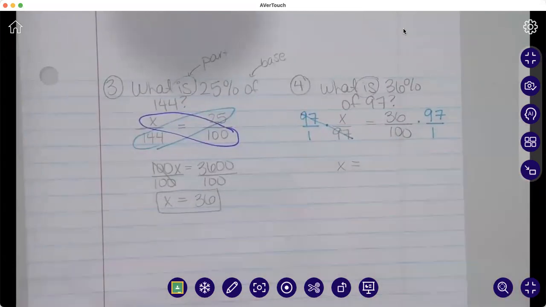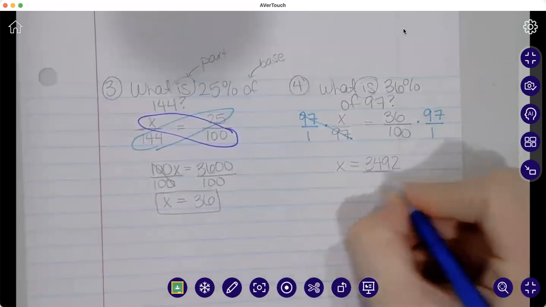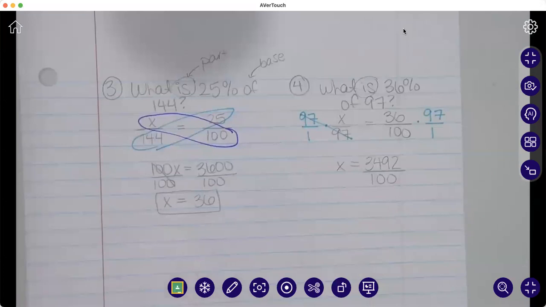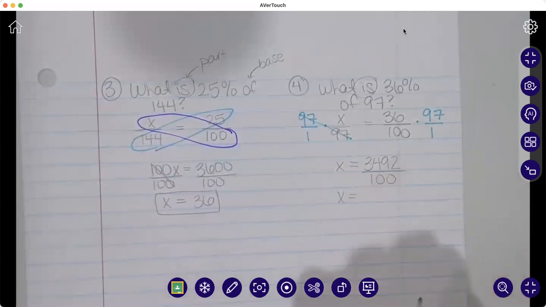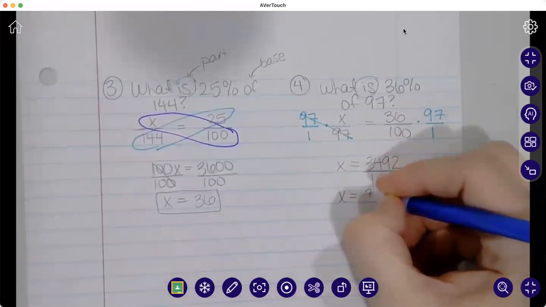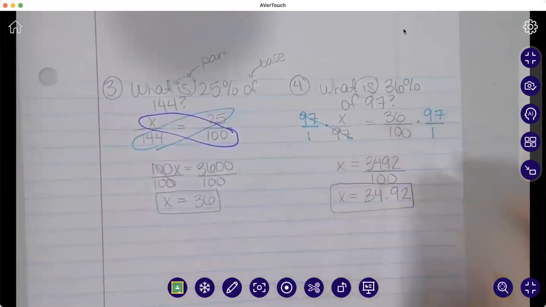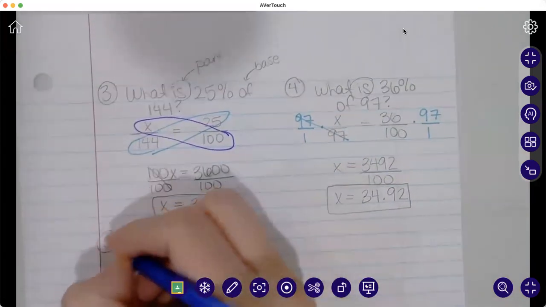So we get out that handy dandy calculator. 36 times 97 is 3,492 divided by 100 times 1, which is 100. Now, when we divide by 100 here, you're going to end up with a decimal. And that's okay, because our instructions said we could round to the nearest hundredth, which is 2 decimal places, which is exactly what this comes out to be, 34.92. Okay. Hopefully that was successful for you. Let's move on to number 5.